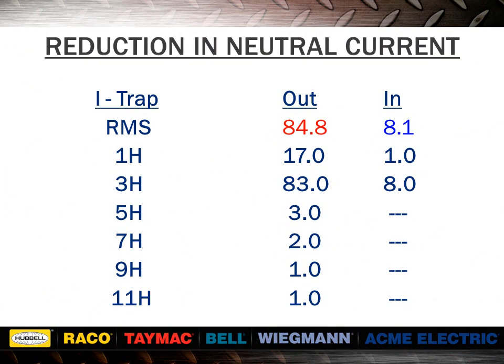Here we see that the total neutral current of 84.8 is greater than the highest phase current of 63.2. Notice that the total neutral current has been reduced by almost 90%, 84.8 to 8.1 amps.